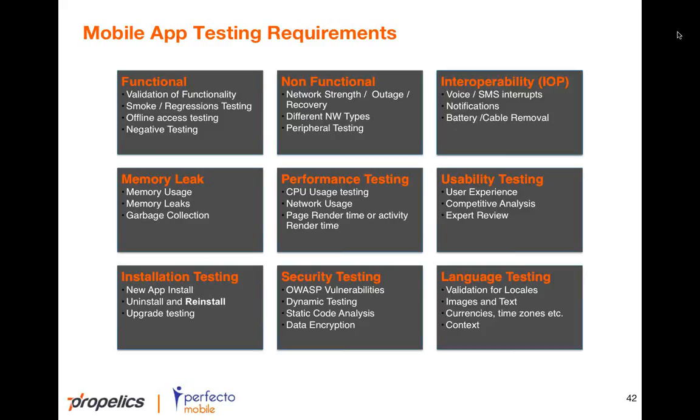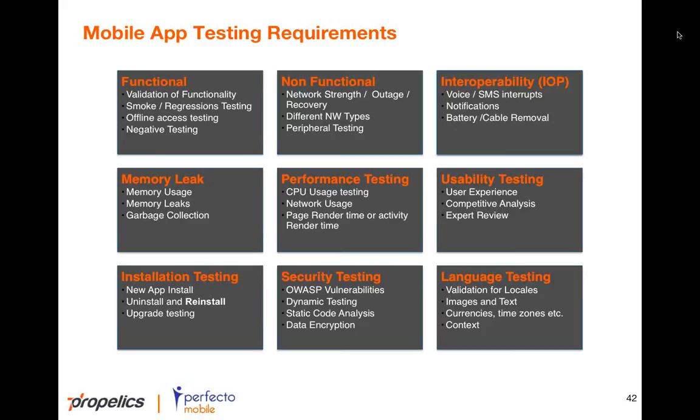Taking some examples, we have functional testing and non-functional testing, which covers performance, network virtualization, and network conditions. We have interoperability, which is sometimes neglected: incoming events such as voice calls, SMSs, notifications, battery and cable removals, and SD card insertion and removal while the application is executing. These kinds of test cases can guarantee a better functioning application and avoid post-production surprises.